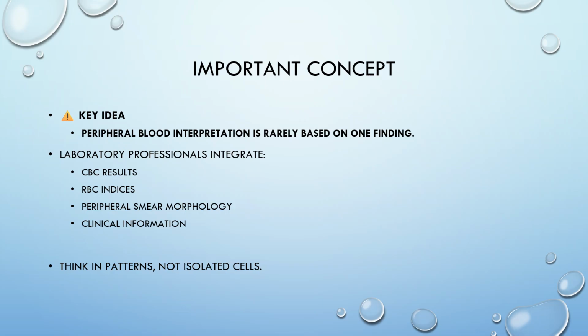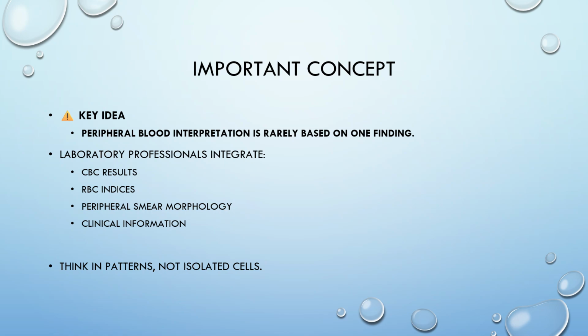All right, this slide contains one of the most important ideas in hematology, and honestly, one that new students often struggle with early on. Peripheral blood interpretation is almost never based on a single finding. When we look at a smear and see an unusual cell, the temptation is to jump straight to a diagnosis. But laboratory professionals don't work that way. Instead, we integrate multiple pieces of information to understand what's actually happening physiologically.